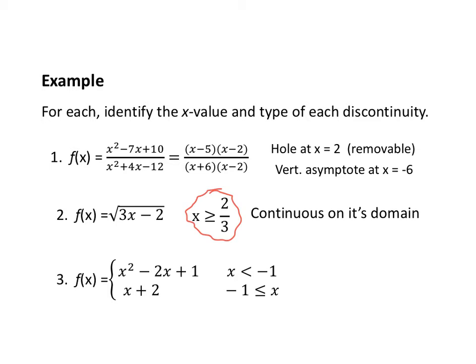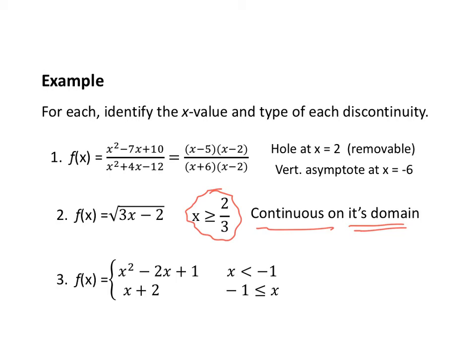Because if x is less than 2/3, we end up with the square root of a negative number, which is invalid, so the function's not valid for values less than 2/3. So it is considered to be continuous, but only on its domain.